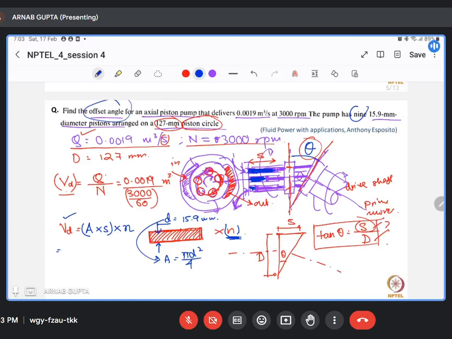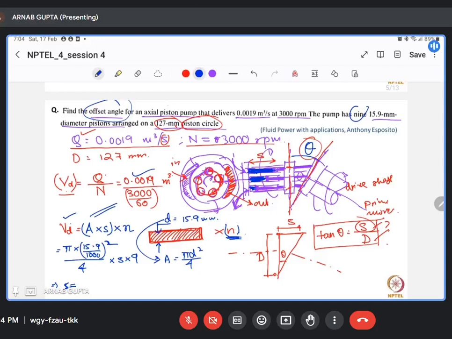Now the calculation is pretty much simple. So you will get pi d square by 4, so pi into d, which is 15.9. It's better to convert it into meter, so 15.9 divided by 1000, squared, divided by 4, that is area, multiplied by S. S is your stroke length, which we need to calculate, and multiplied by 9. And Vd we already got here. So from equating this, we will get S equal to how much?